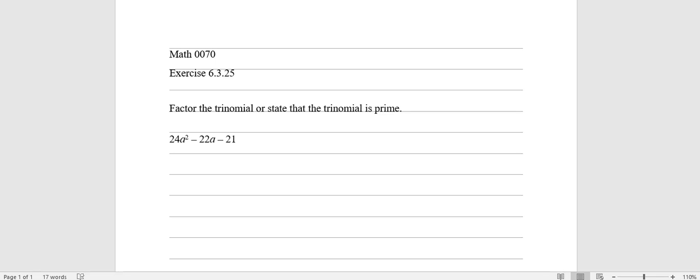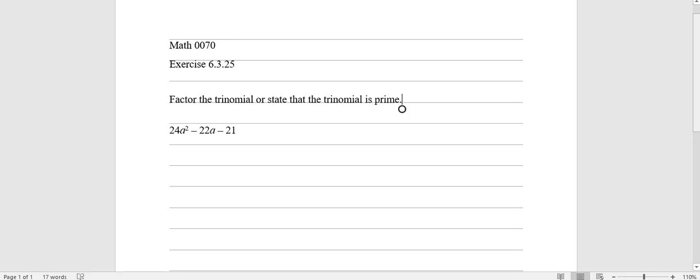Let's take a look at factoring the trinomial 24a squared minus 22a minus 21. If the trinomial can't be factored, then we will state that it's prime. Now, in a problem like that, because there are a number of choices of factor pairs for 24 and for negative 21, I would recommend using the AC method. So that would be my recommendation.